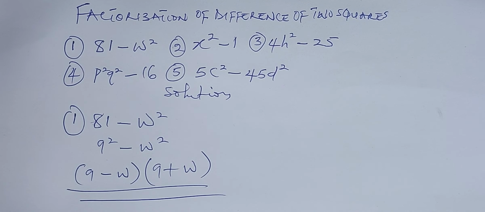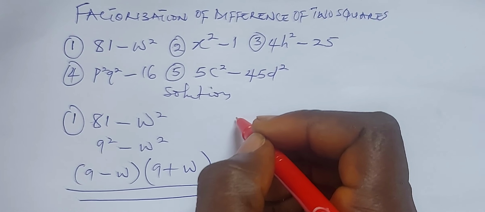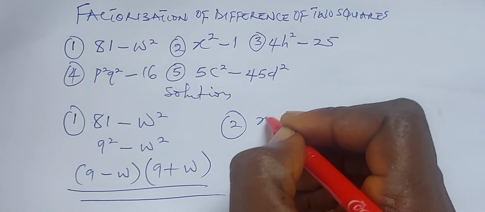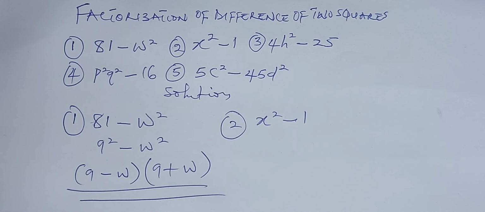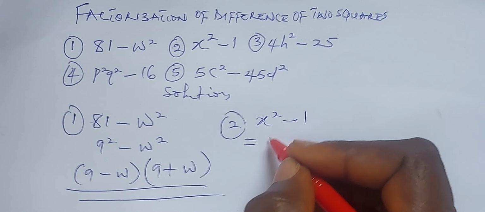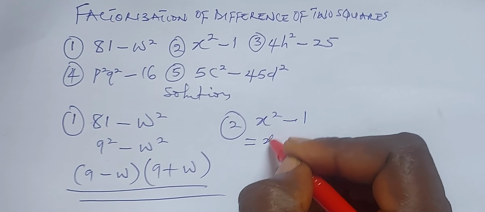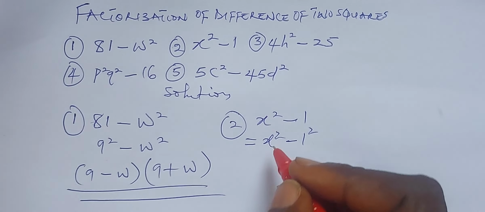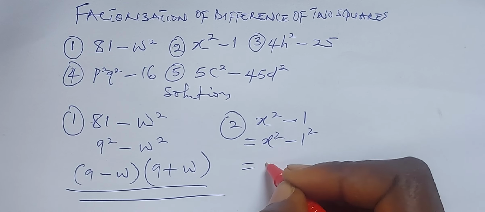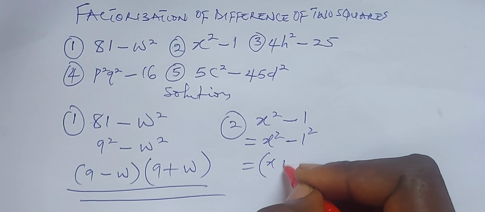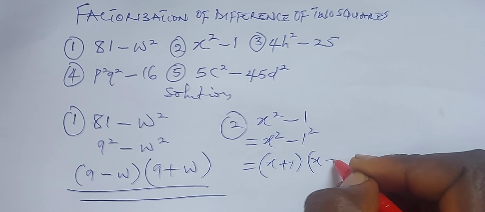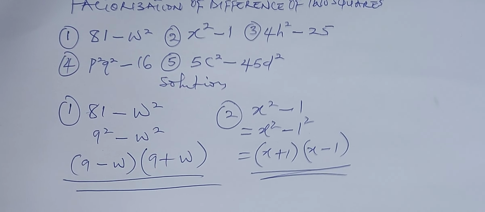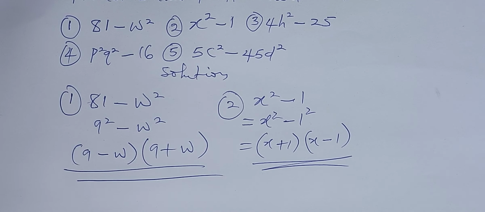It's simple. Okay? So let's also do number 2. Number 2, we have s squared minus 1. So what you need to do is to square 1. You can have s squared minus 1 squared. Once you have it like this, you now open your two brackets. It can be s plus 1 and s minus 1. So that is your answer. Okay? Don't make it hard. That is difference of two squares.